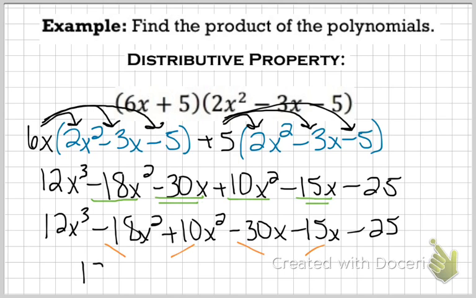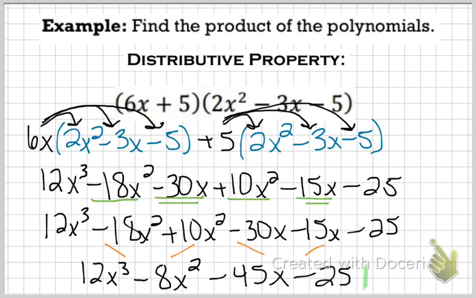So we begin with 12x cubed. Negative 18 plus 10 is negative 8x squared. Negative 30 minus 15, type it into a calculator, and that gives us a negative 45x. Bring down the minus 25, and that is our simplified, beautiful, long polynomial. Our simplified expression.